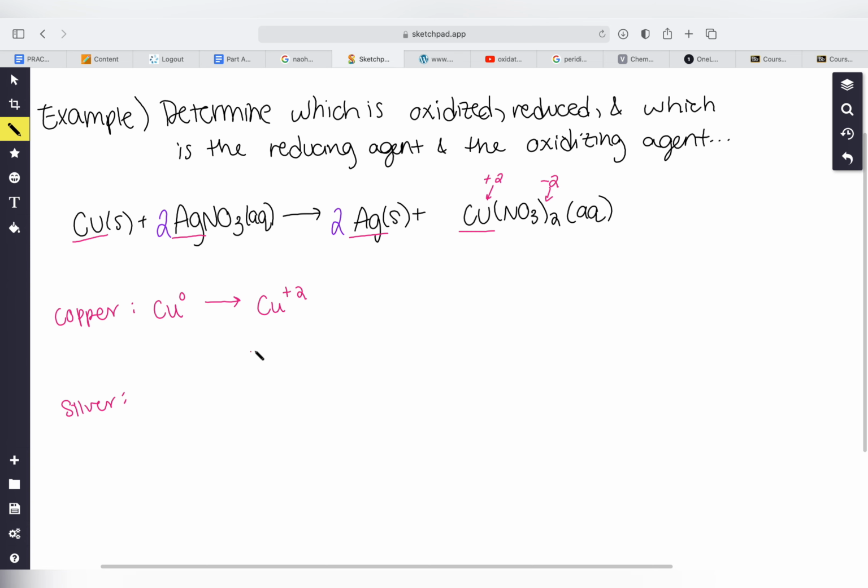Now what we can also look at is the silver. As I said before, silver has a charge of +1.